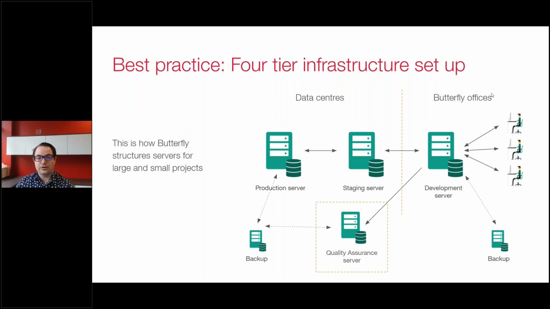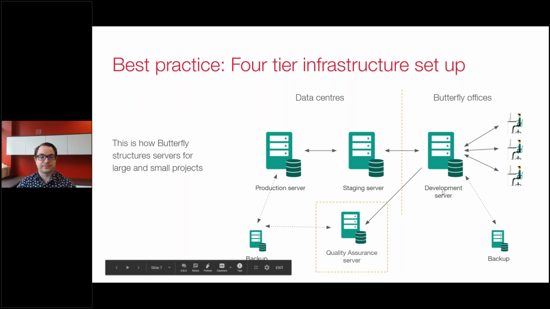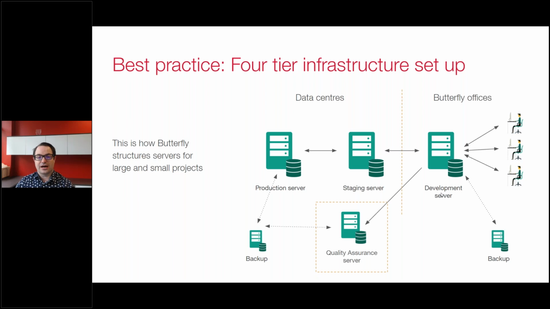If you haven't heard of this before, it's coming to your organization maybe in a year or two, but best practice these days is usually a minimum 4-tier infrastructure setup. This is where you have your development server connected to your live server, which is also known as your production server, via staging servers and quality assurance servers. This infrastructure ensures that your live digital assets are not affected by developing new functionality, new content, and you can kind of have a staged approach to pushing out new assets.